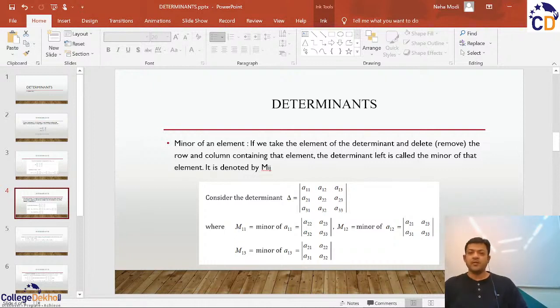Similarly, if I want to calculate the minor of a12, we need to hide the first row and the second column. The visible elements will be a21, a23, a31, a33. In case we want to calculate the minor of a13, on hiding the first row and the third column, we'll get a21, a22, a31, a33. Any questions from anyone?